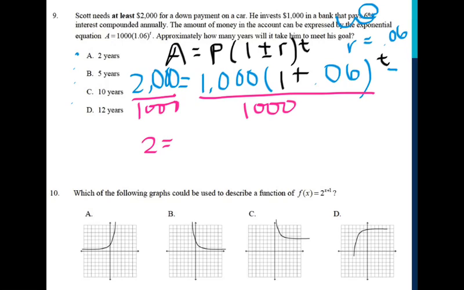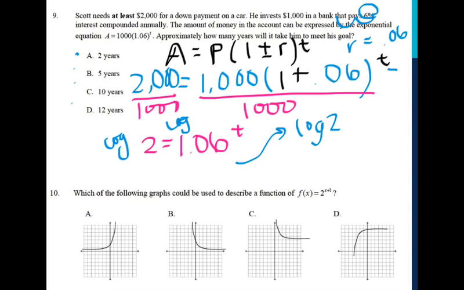So I get 2 equals, I'm going to add these together, don't freak out, 1.06 to the T power. Now, this is where it gets fancy. I've got to take the log of both sides. So this becomes log 2 equals, remember that exponent can come right in front, equals T times log 1.06. Now I'm almost done. I can divide both sides by log 1.06.